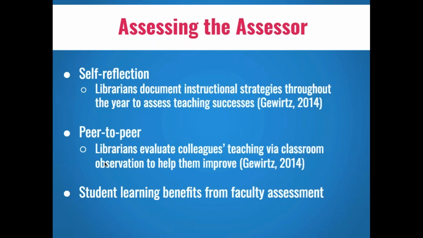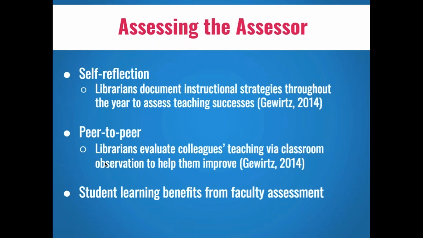Okay, great. So now I'll talk about assessing the assessor. In addition to assessing student learning outcomes, it's also important to discuss assessing the instruction that students receive. Gerwertz in 2014 describes steps that librarians took at her institution to evaluate and improve their teaching in first-year library instruction sessions. Three types of assessment were employed here: student feedback, peer-to-peer, and self-reflection.